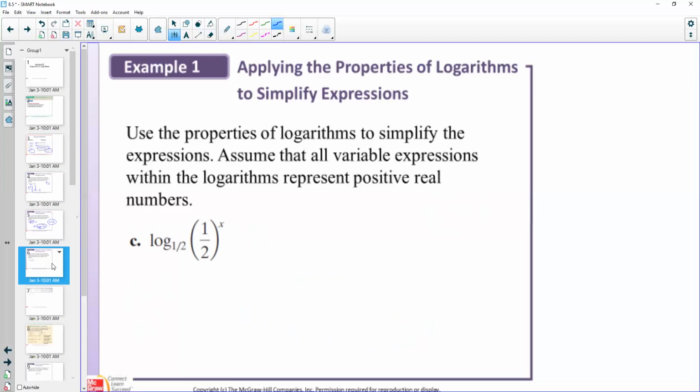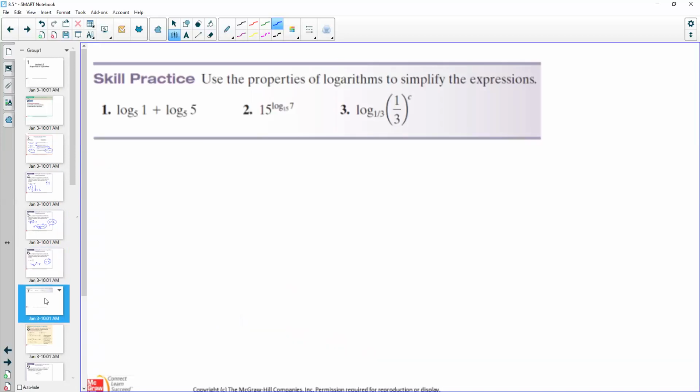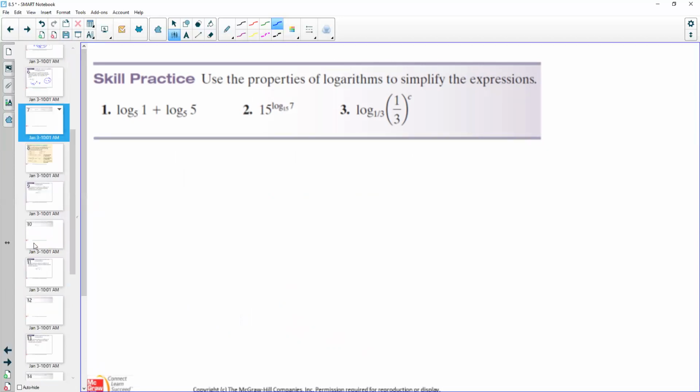This one says log base a half of a half to the power of x. The rule we're going to use here is the one that said log base b of b to the power p equals that power. So the base is a half, the power is x, so this is going to be equal to x. You try these, see what happens. Post in the discussion if you can't get them, but when you work them through, this first one should turn out to be 1, the second one should be a 7, and the third one should be a C.